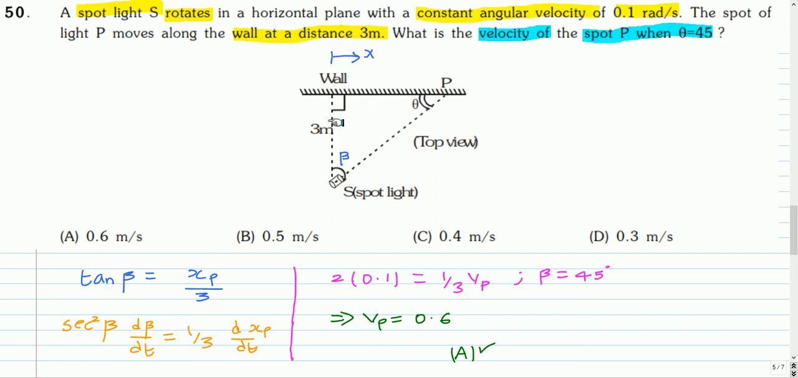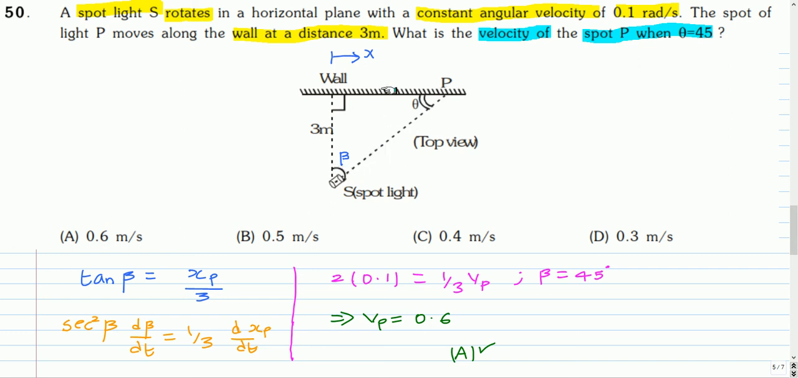So this is the wall, and this is a spotlight at a distance of 3 meters, and this spotlight is rotating with a uniform angular velocity. So when this spot of light or the path of light makes an angle theta with the wall, we have to find the velocity of this light spot on the wall. So let me call this angle beta.